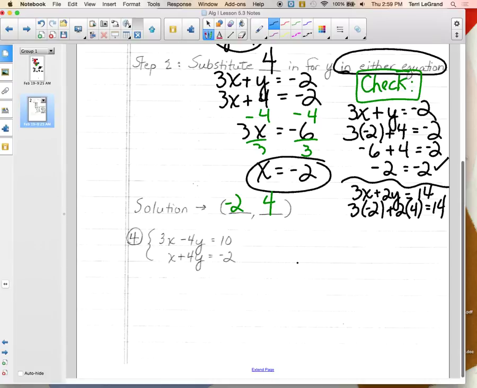Three times -2? Did I do that right? It's supposed to be a -3x? Yeah, -3 times -2 is 6. I had the wrong equation there. I forgot my negative sign on my 3x. And then plus 8. 2 times 4 is 8. Bring down my equal sign, bring down my 14.